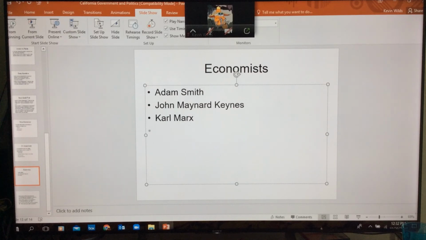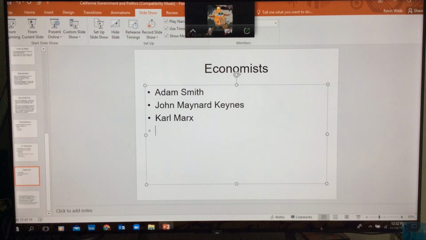So, what does Adam Smith believe? What are his beliefs about the economy? What does John Maynard Keynes believe about the economy? What does Karl Marx believe about the economy? And then give me examples. You know, Smith talks about the invisible hand. Talk about the invisible hand. What does that mean? What is unfettered capitalism?